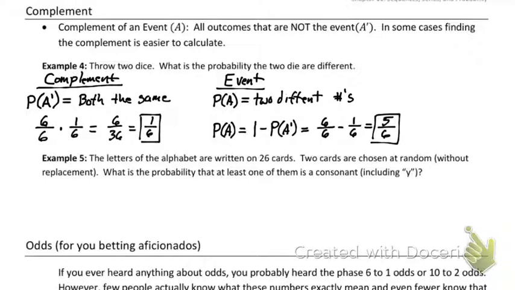All right, the next one says the letters of the alphabet are written on 26 cards. 2 cards are chosen at random without replacement. What is the probability that at least one of them is a consonant, including y?